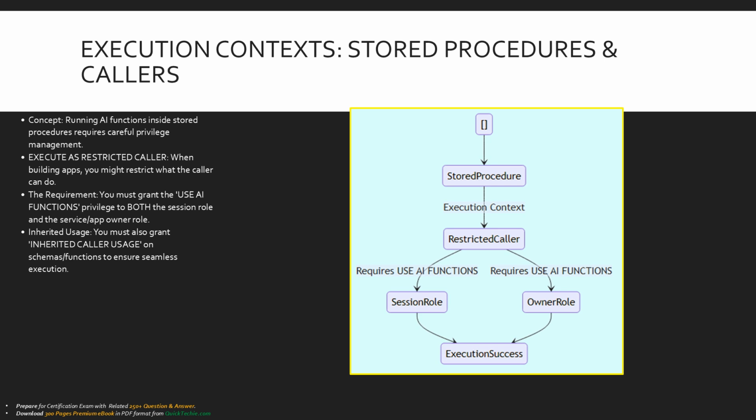This state diagram shows the dependencies for a restricted caller stored procedure. Once the procedure enters the restricted state, it forks its permission checks. It verifies that the session role has AI privileges, and it simultaneously checks that the application owner role has AI privileges. Only when both clear do we achieve execution success.